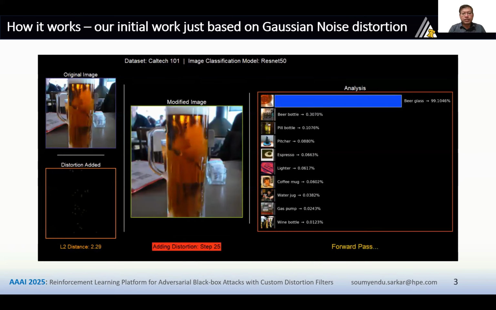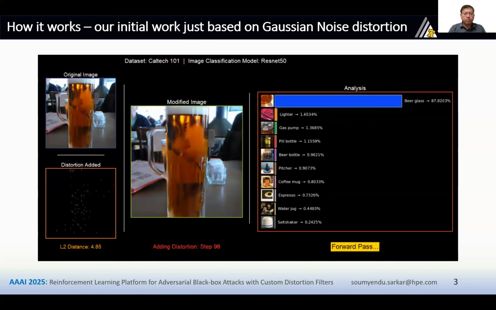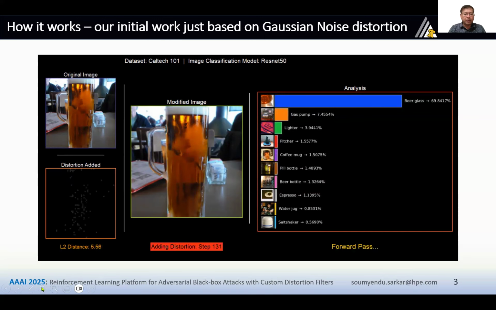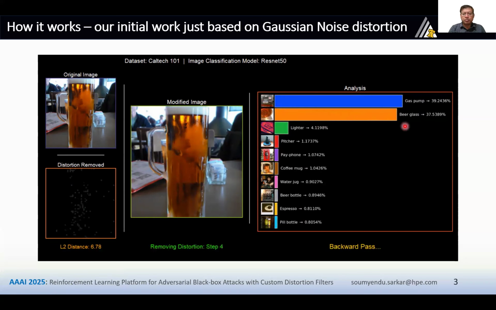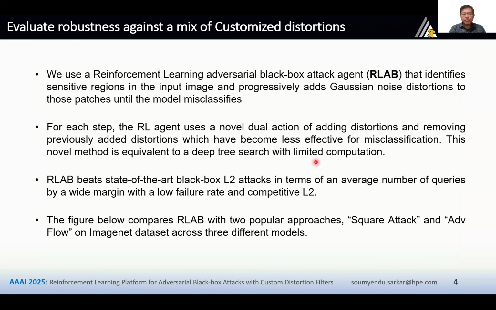Now, this is one of our initial works where we were just using Gaussian noise as distortion. And as you can see, over a period of time, the Gaussian noise is progressively getting added. And this is causing the beer glass to get misclassified as a gas pump.